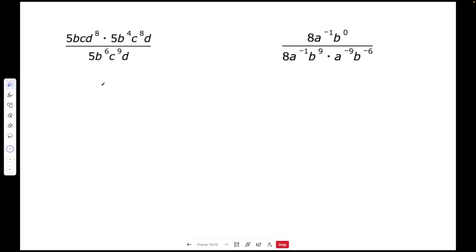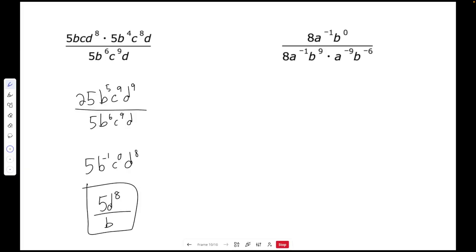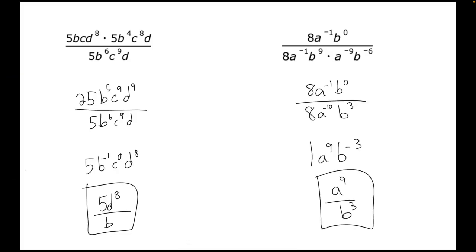Okay, now that you've had time to work these problems, let's check your solutions. All right, for the first problem, here's the work. You should have ended up with 5d to the 8th over b. And for the second problem, here is the work. You should have ended up with a to the 9th divided by b to the 3rd.